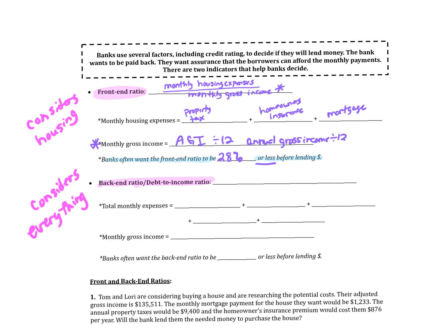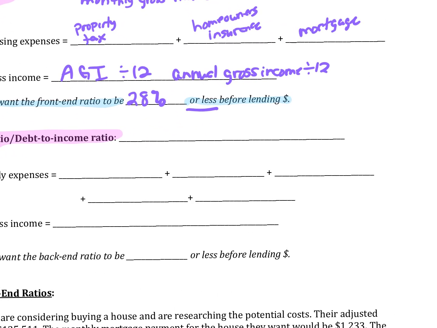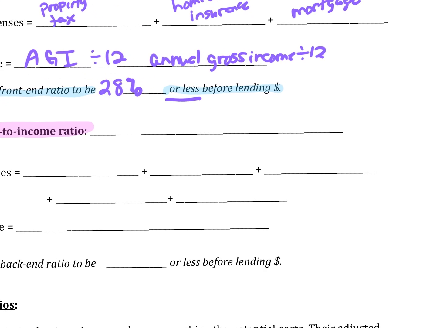So that is one indicator. Front-end ratio is just housing stuff. Back-end ratio, they're considering all of your monthly expenses. So credit card bill, cell phone, car payments, all of that kind of stuff. So total monthly expenses. And we'll make a list of that here in just a second off to the side. And then that is over your monthly gross income.